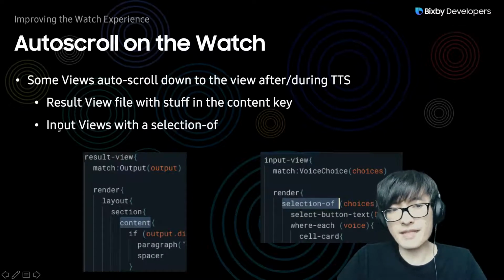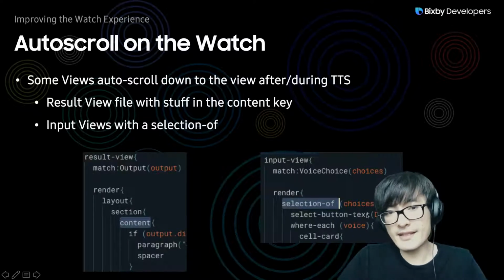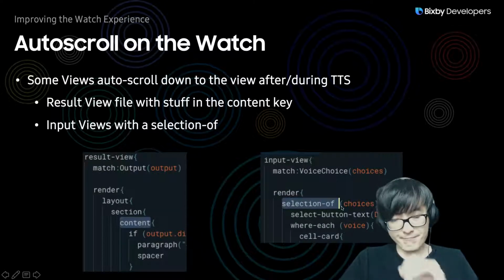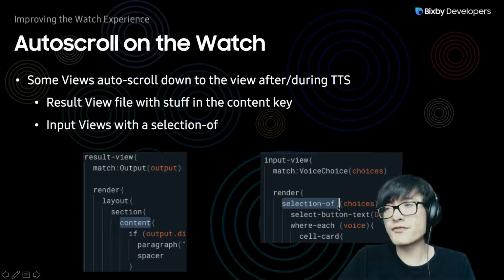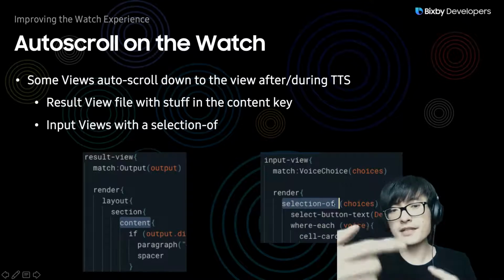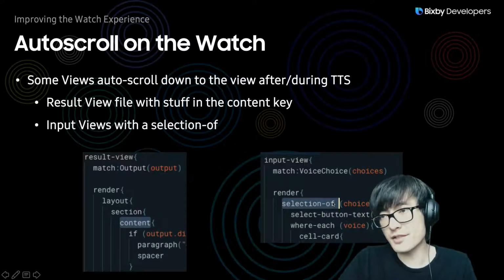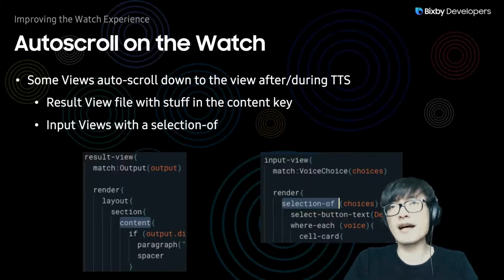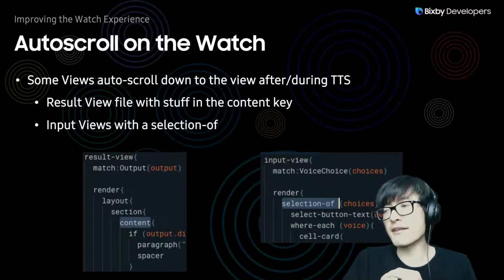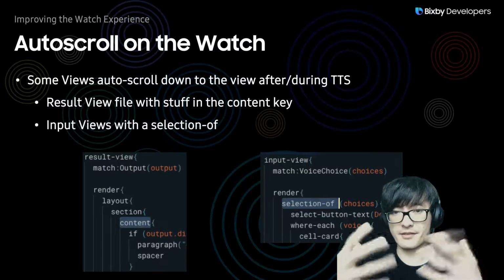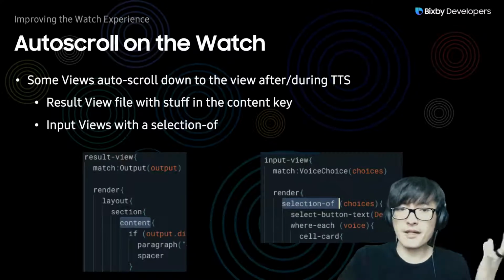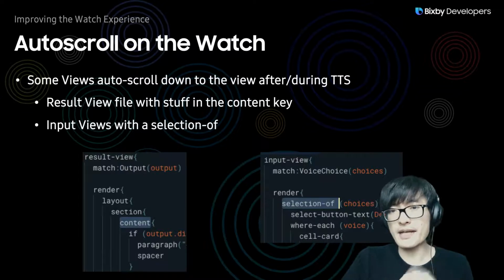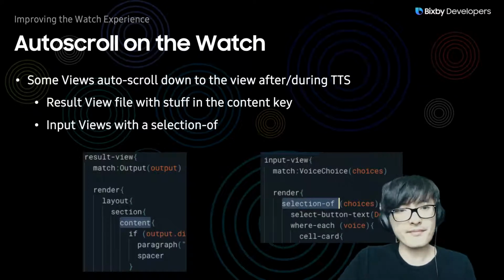Input views will scroll down automatically during or after the TTS if there's a selection of stuff. So in this case, in this input view in Copycat, after it asks you which voice would you like to choose, it will scroll down to all the different voices that you can choose. And it can be a bit jarring because the message at the top, sometimes users don't have enough time to process it as they're trying to read it, right? So, there are options and there are ways to bypass this.